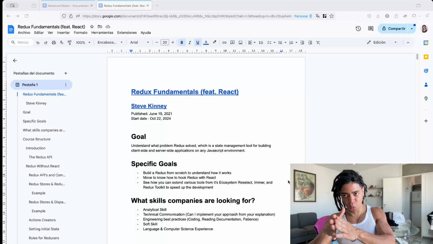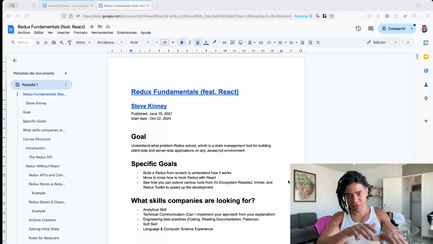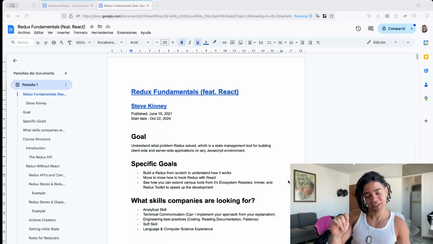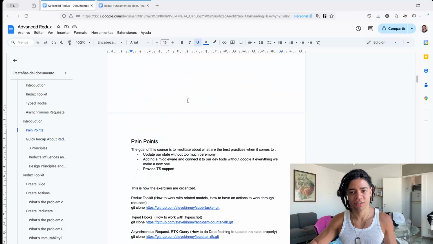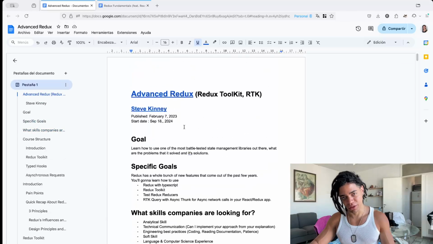Now, what is the problem that this particular tool solves, how it works, what is the inner mechanism, and also put into practice all of this inner mechanism. How can we build this machinery as a part of this other course, which is now the Advanced Redux.